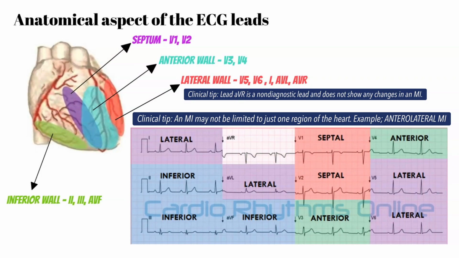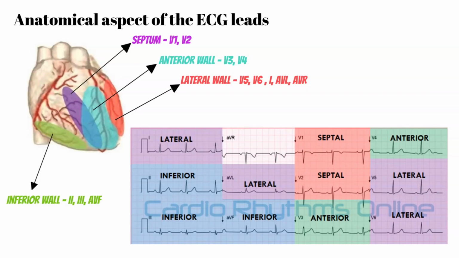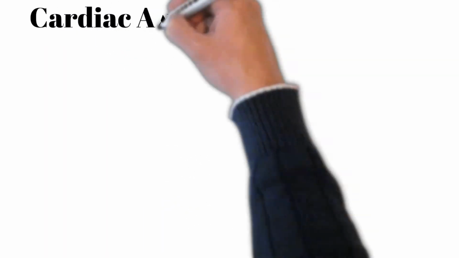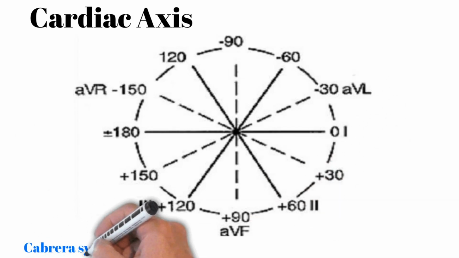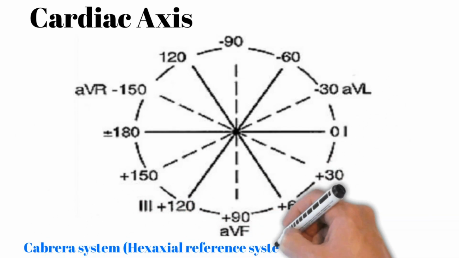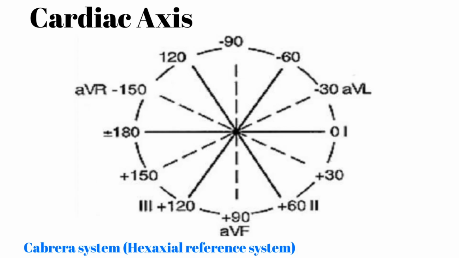Alright, another 12-lead ECG basic we must know before we can competently interpret ECG is the cardiac axis. In healthy individuals, the electrical activity of the heart begins at the sinoatrial node, then spreads to the atrioventricular node, and then down to the bundle of His and then Purkinje fibers to cause ventricular contraction, right?